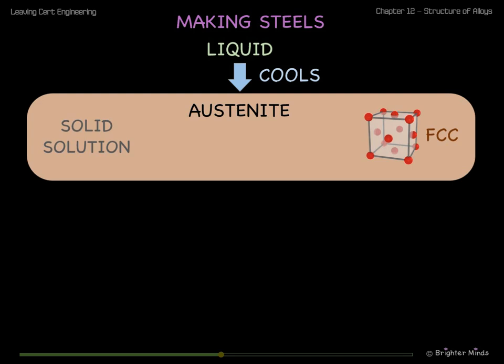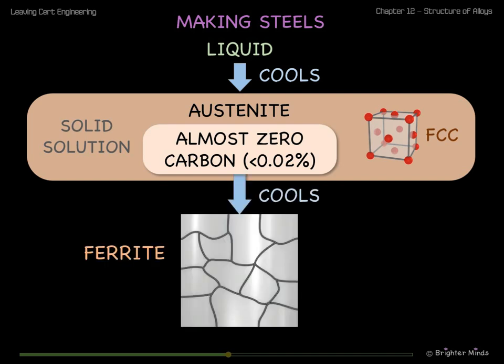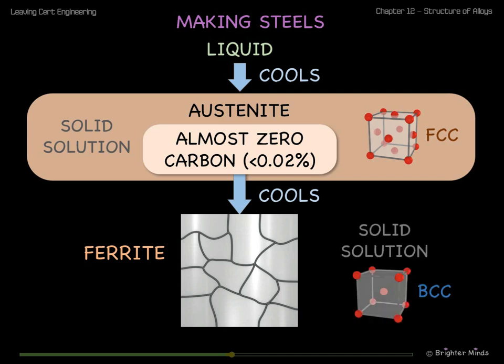Steel is an alloy of iron and up to 2% carbon. When liquid steel is cooled, it first goes through an austenite solid solution phase. If there is less than 0.02% carbon in the austenite, it will cool directly to form grains of ferrite. All of these small amounts of carbon can be contained within the BCC ferrite solid solution.